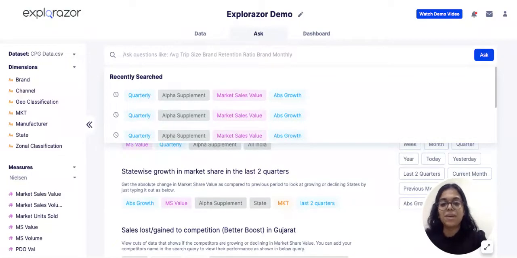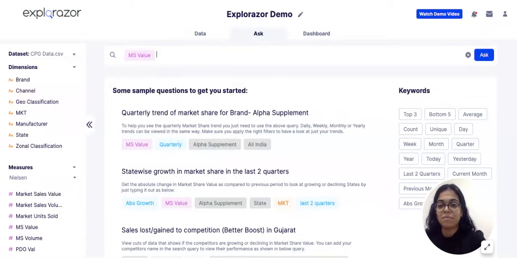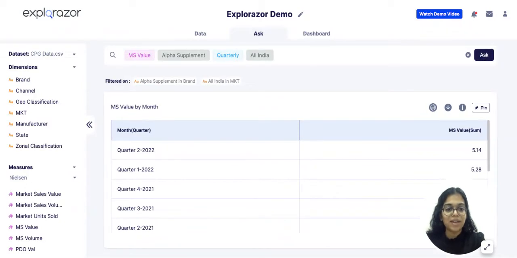So for starters, maybe I want to look at the market share of my brand. So maybe I can type out market share value and I want to look at this data for my brand Alpha Supplement at a quarterly basis and on all India level. And I click on ask. So with this query, I'm going to see the market share value of my brand over the last few quarters.